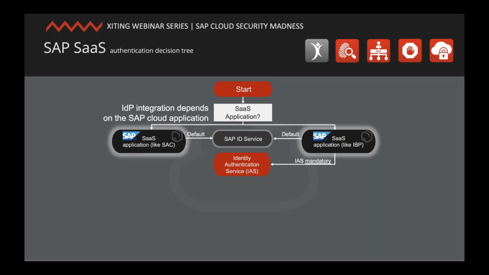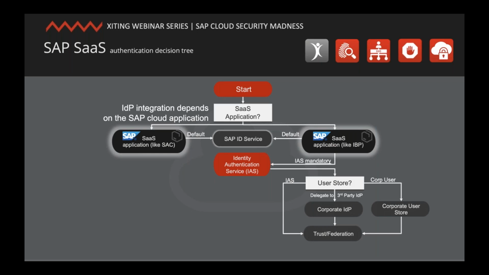But you can also connect your identity provider. And for example, for the integrated business planning, the IAS is already mandatory. And also for other applications. So it means you can still, of course, do the same thing. You can connect via the identity authentication service your corporate IDP in a proxy scenario. At the end, it is fully transparent to the end user.